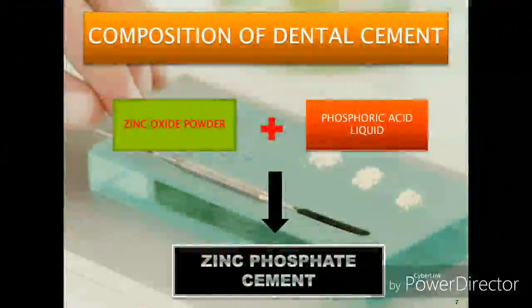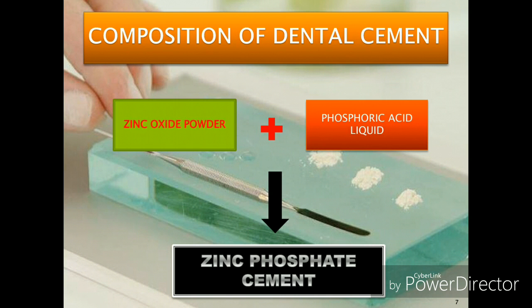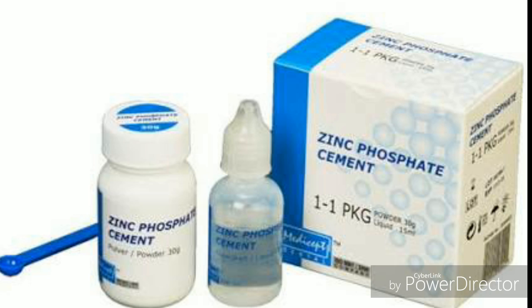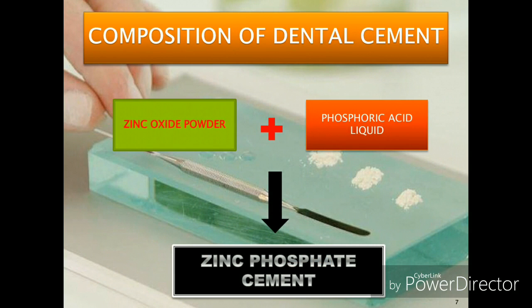So this combination of zinc oxide with eugenol liquid is going to give us zinc oxide eugenol cement. The same zinc oxide powder, when mixed with phosphoric acid, is going to give us zinc phosphate cement. So the powder component remained the same, zinc oxide powder. We just changed the liquid component, which is the phosphoric acid, and the cement that we got is zinc phosphate cement. This zinc phosphate cement has a variety of clinical applications.